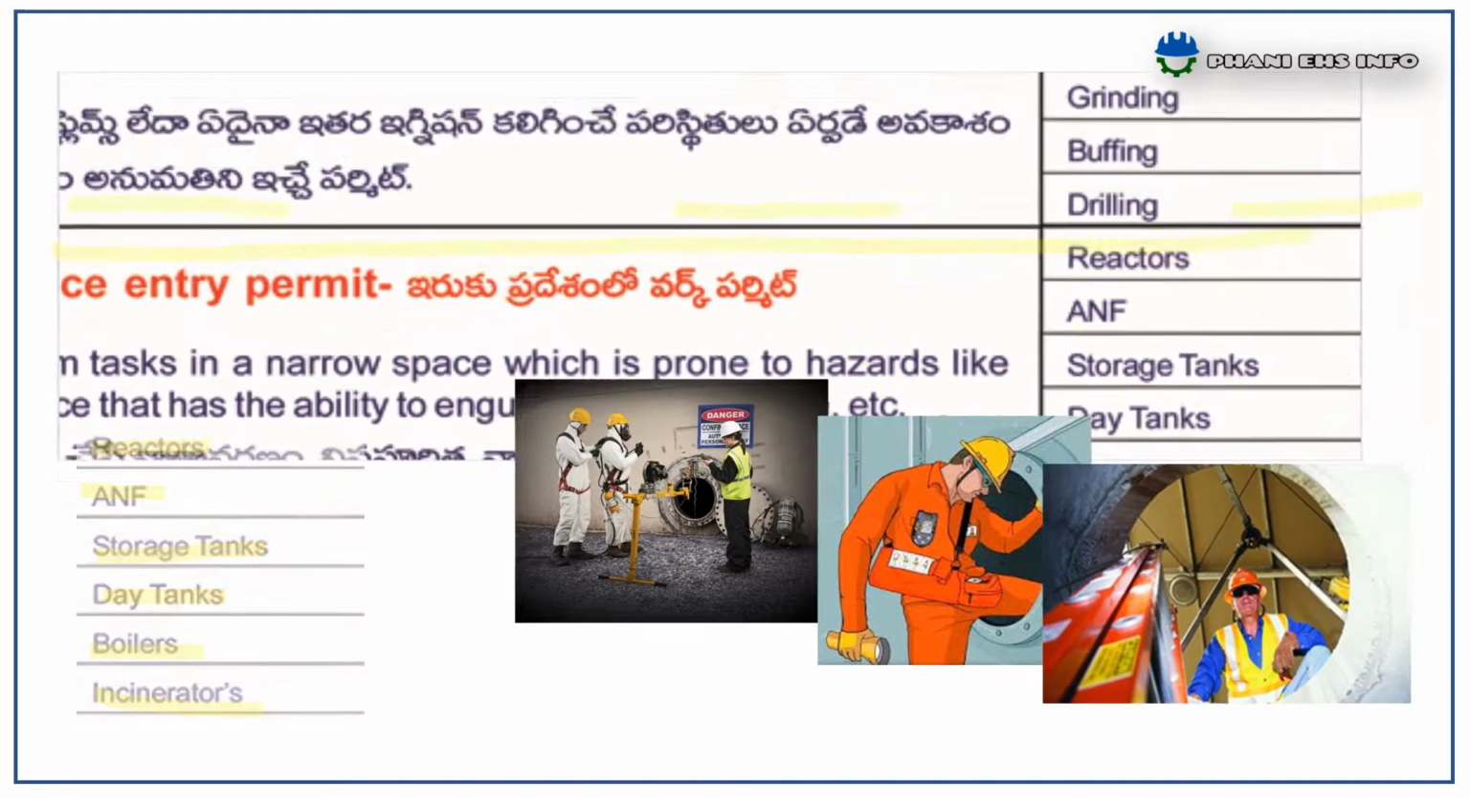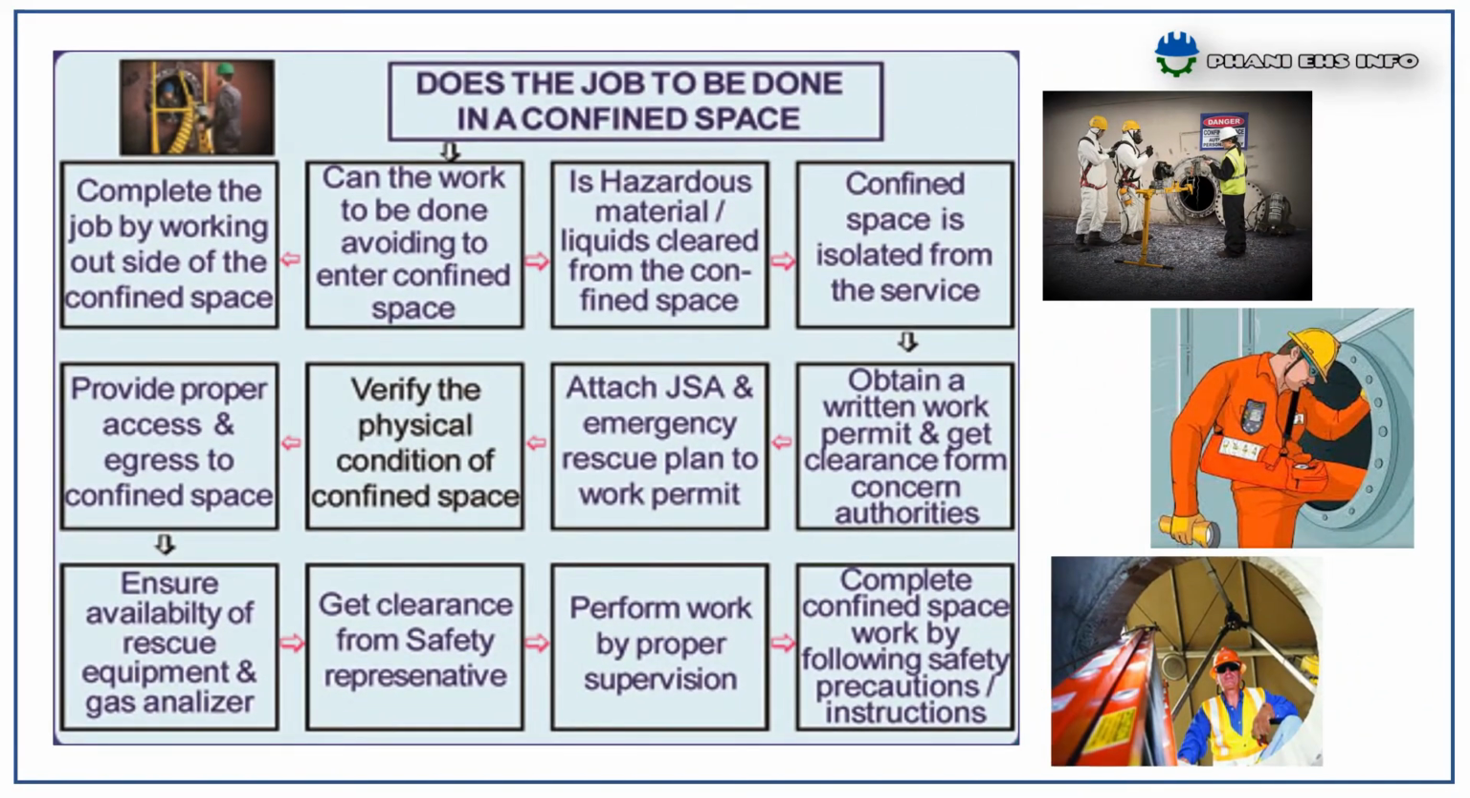Next, confined space entry flowchart. This flowchart will guide the sequence and process of confined space entry work permit usage. First of all, we have to assess the job. Does the job have to be done in a confined space? Always question yourself, can the work be done avoiding entering the confined space? If possible, then complete the job by working outside of the confined space. If not available, follow these instructions.